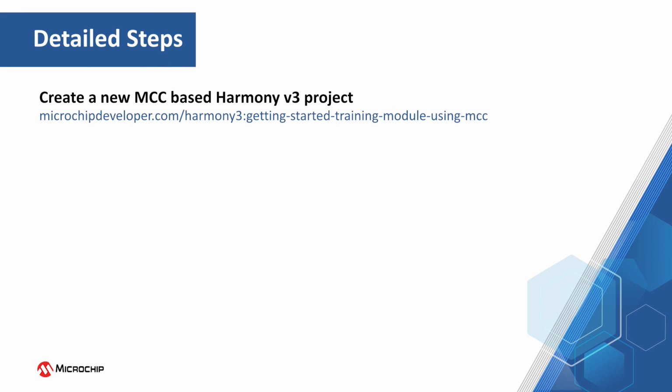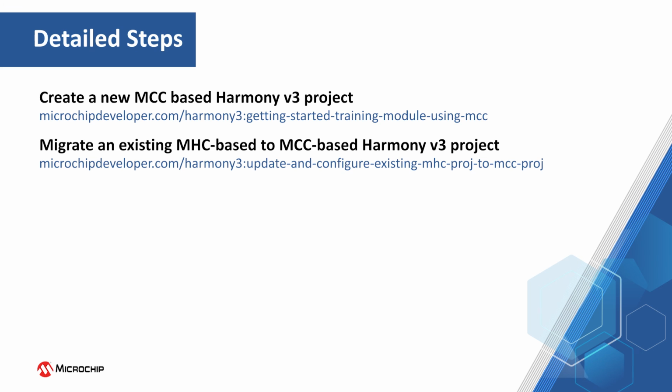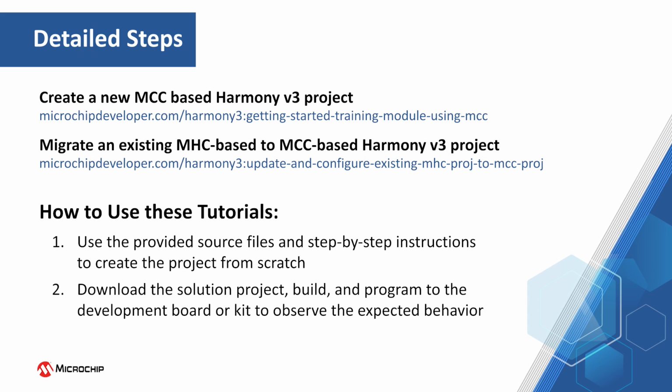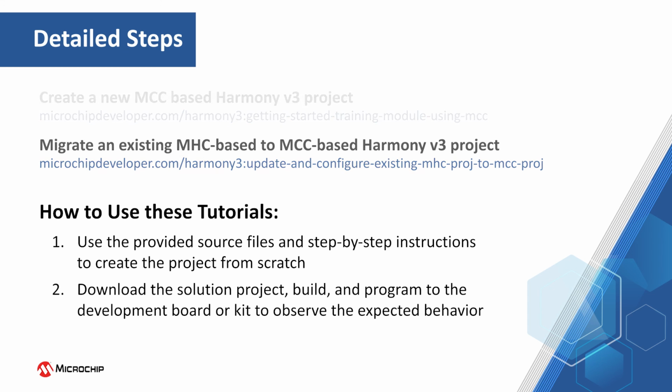The detailed steps to create a new MCC-based Harmony version 3 application project and to migrate an existing MHC-based to MCC-based Harmony version 3 project are available as tutorials on our developer help portal shown here. There are two ways these tutorials can be used. You can use the provided source files and step-by-step instructions to create the project from scratch, or you can download the solution project, build, and program to the development board or kit to observe the expected behavior.